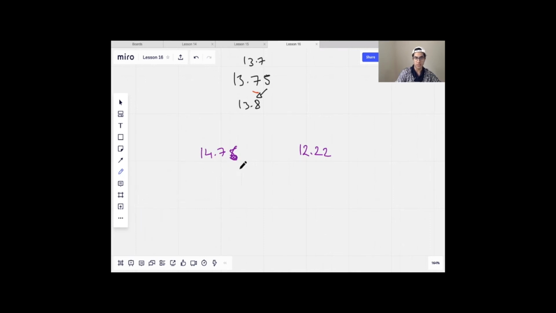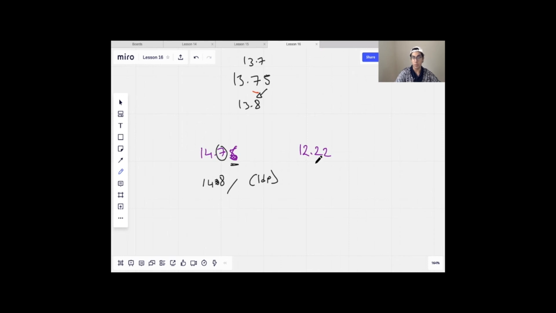Well, okay, let's consider this one. It's 14.76, so that means this number is greater than 5, and we want to round to this one. So if it's greater than 5, we increase this number, so we get 14.8. And we can write 1 dp to signify we're rounding to 1 decimal place.